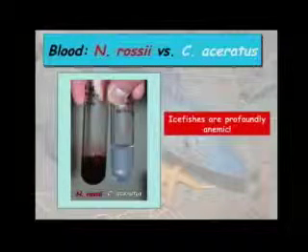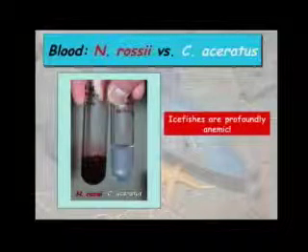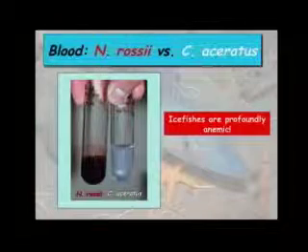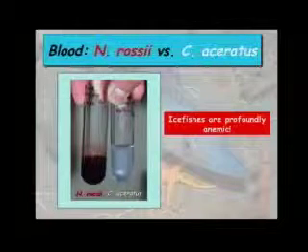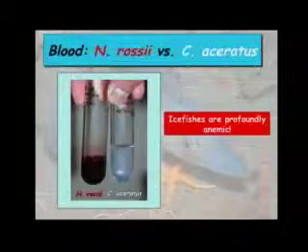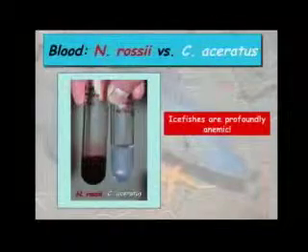So we can say that the icefishes are profoundly anemic, and if we can study the genes that are not expressed, we can find genes that the icefish don't express, but the rock cod or notothen does express. These are putative genes involved in the making of red blood cells.